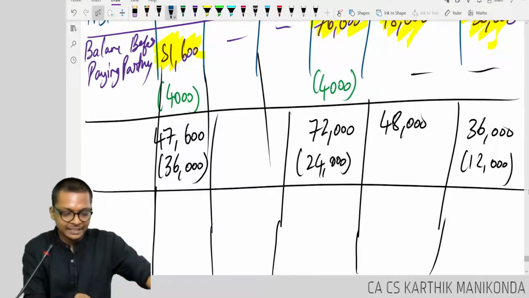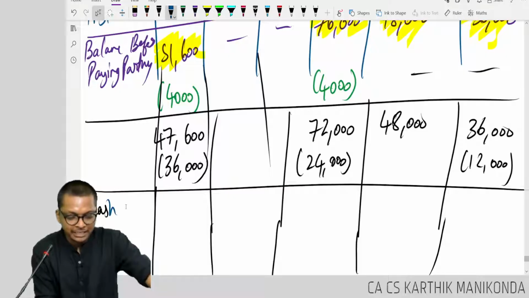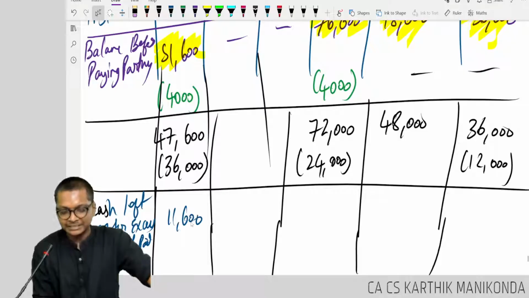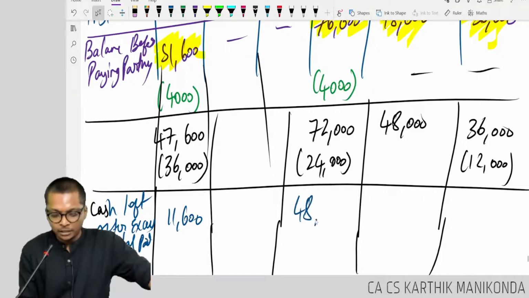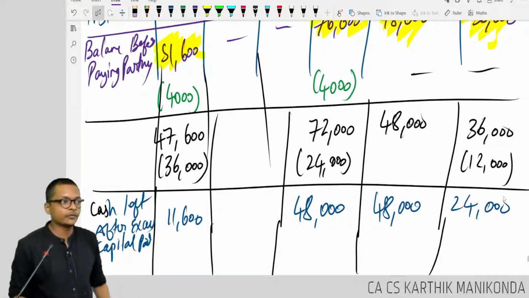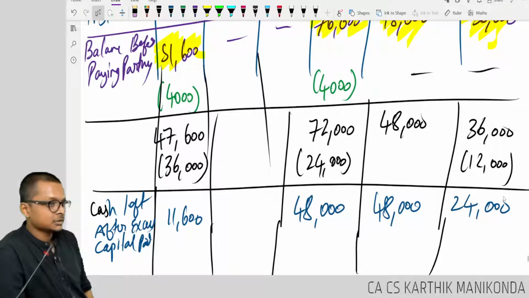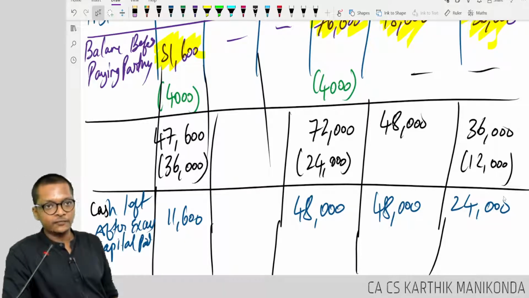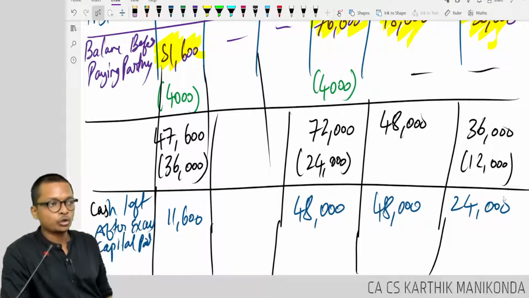Now how much cash do you have left? I am left with a cash of, write the English well, cash left after excess capital paid, 11,600. Now look at the capital, 48,000, 48,000, 24,000. Are you following now? Are you getting it, guys? 11,600, 48,000, 48,000, 24,000.